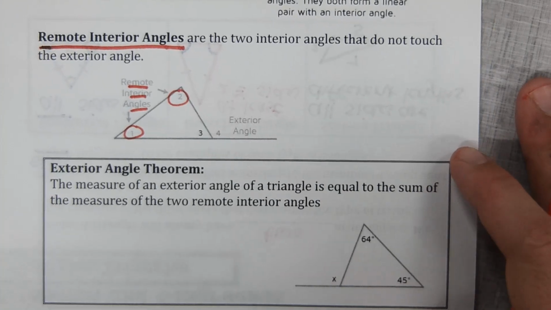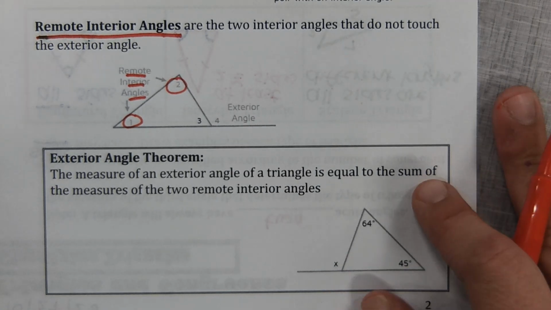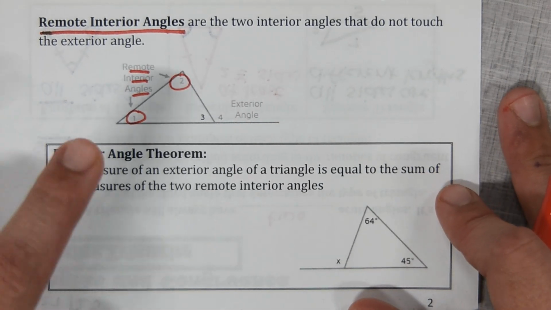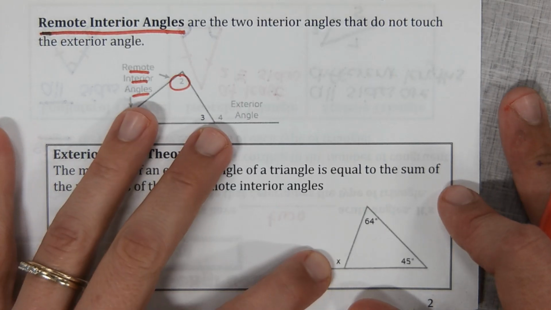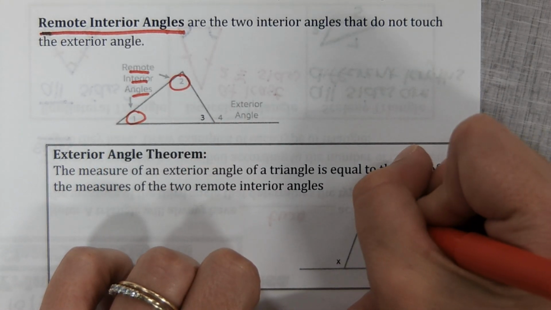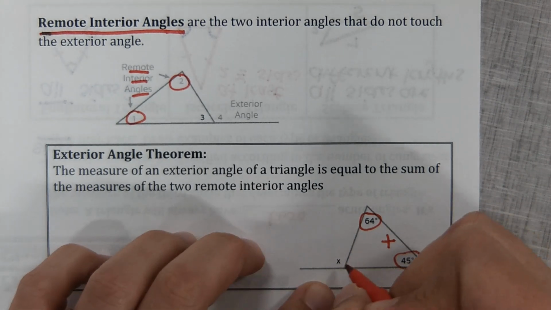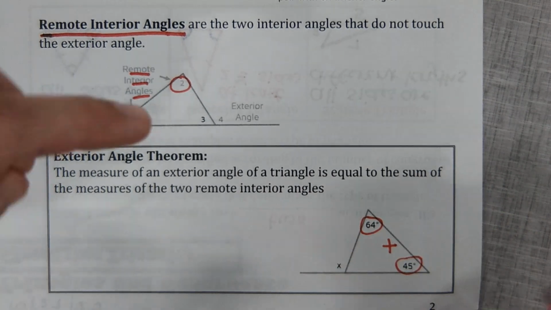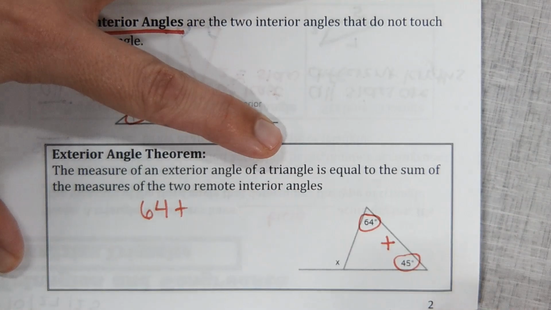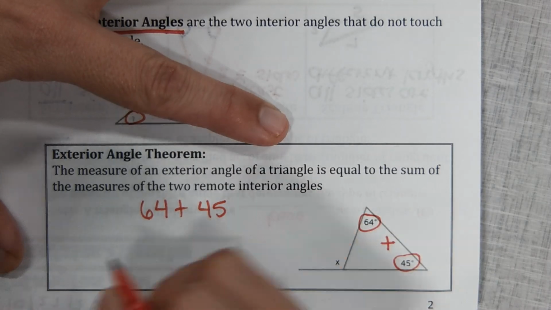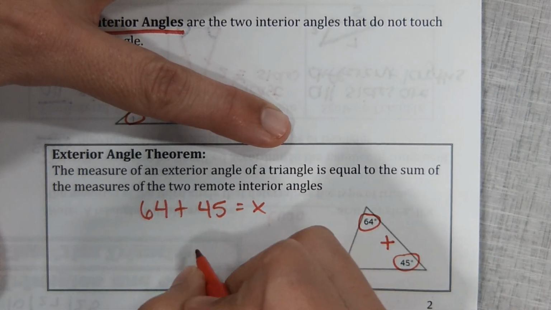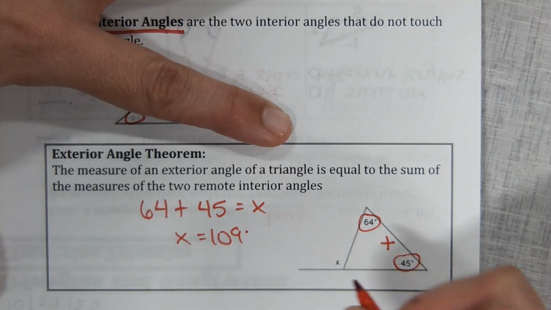Why is that important? Well, the exterior angle theorem states that this exterior angle is the sum of the 2 remote interior angles. So if I add these 2 together, I will get x right here. So if I add 64 plus 45, I will get x. So x equals 109 degrees.